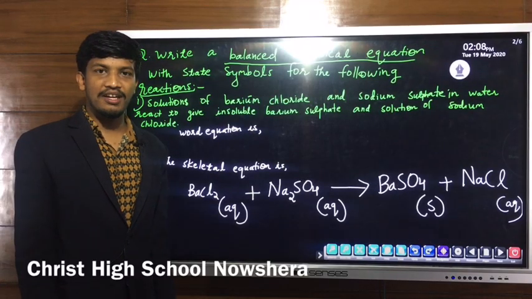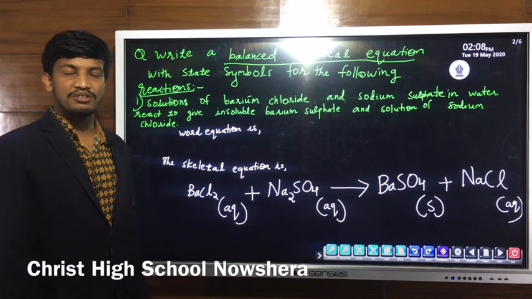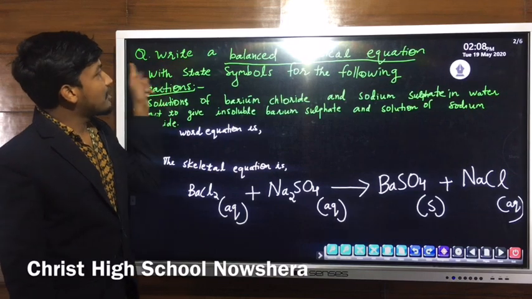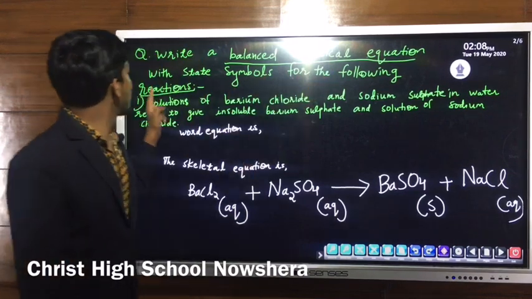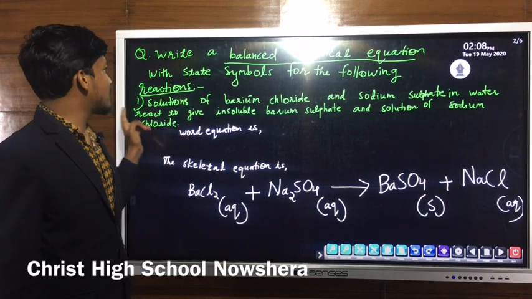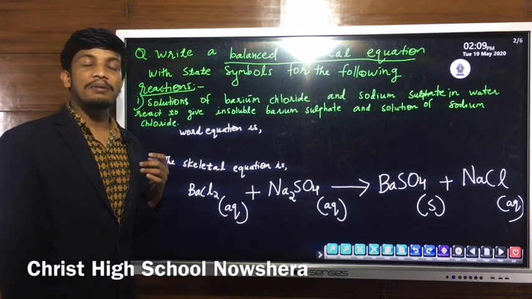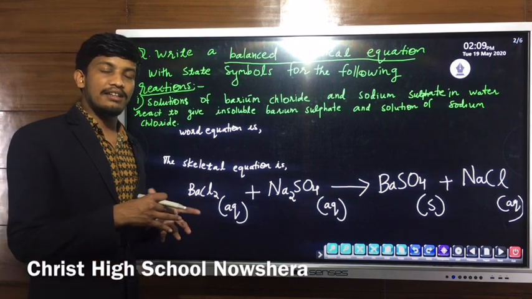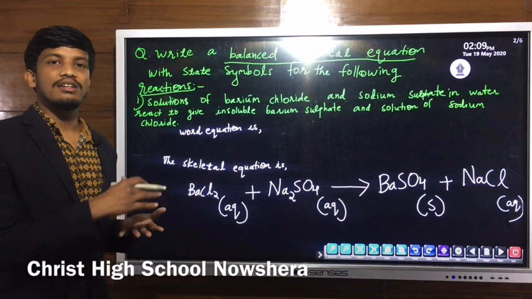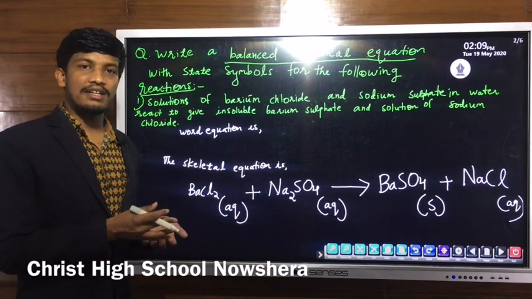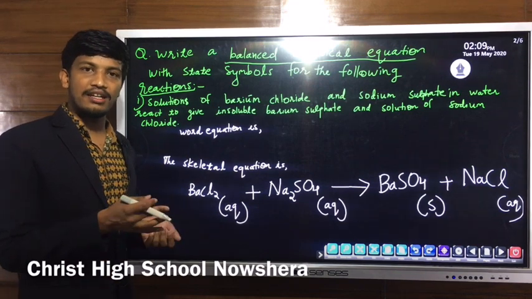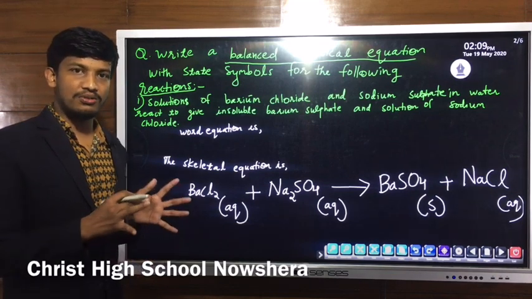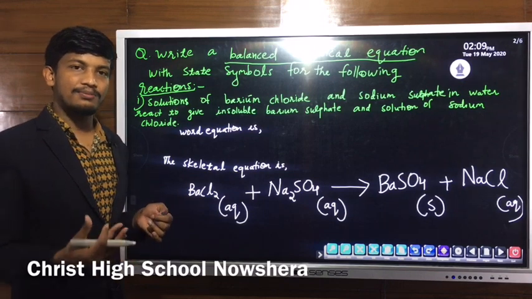Dear students, today we are going to discuss another question related to balancing of chemical equation. We have the question: write a balanced chemical equation with state symbols for the following reactions. In the previous session we studied how to balance a chemical equation. In the reactions we have seen, there was a formula of reactants and products, which is an unbalanced equation. That means there is no equal number of atoms on both sides of the equation. Then we balanced it.